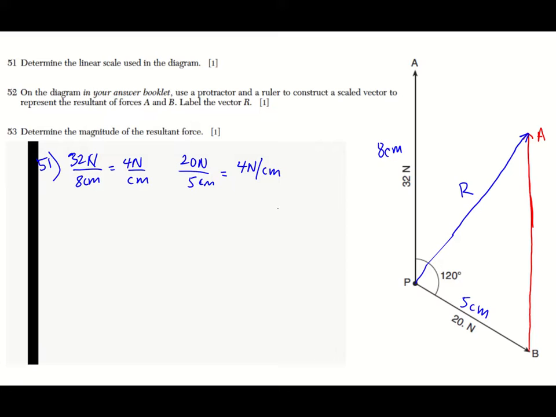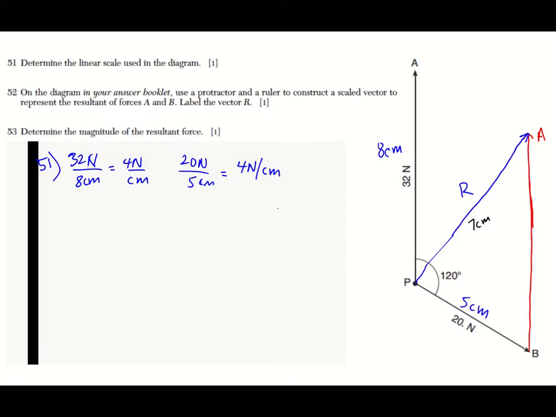And if you measure this out, this comes out to about 7 centimeters long. You could be close to that, 7 or 6 centimeters. I've seen kids try this with 6 centimeters. It should be leaning closer to 7. And so using that now, that's question 52, the drawing.